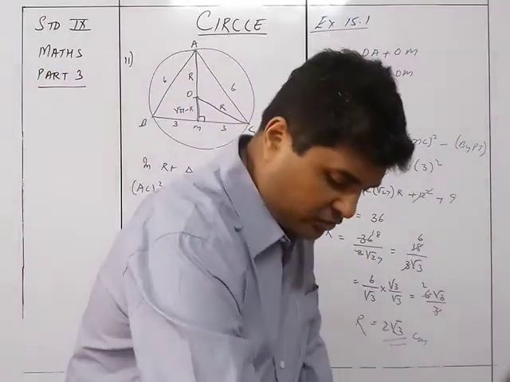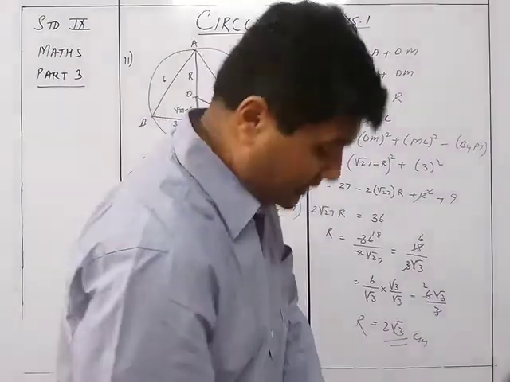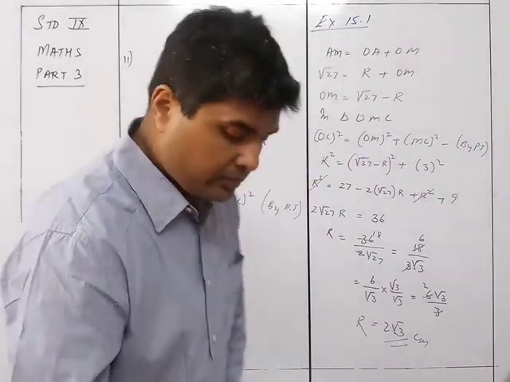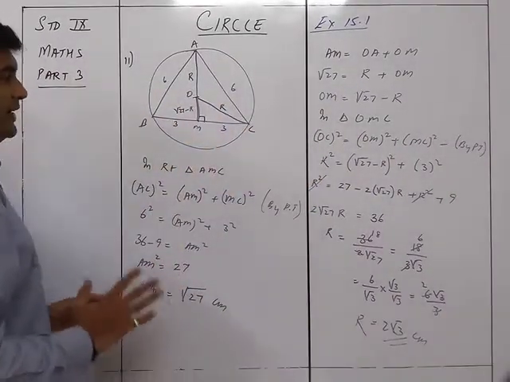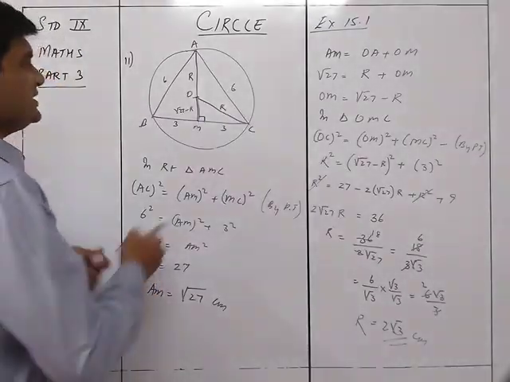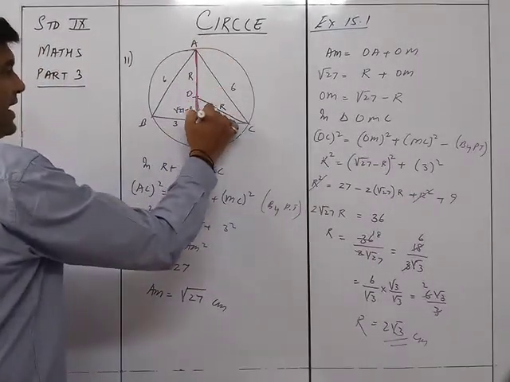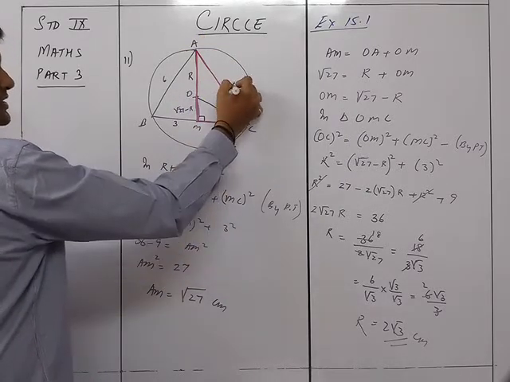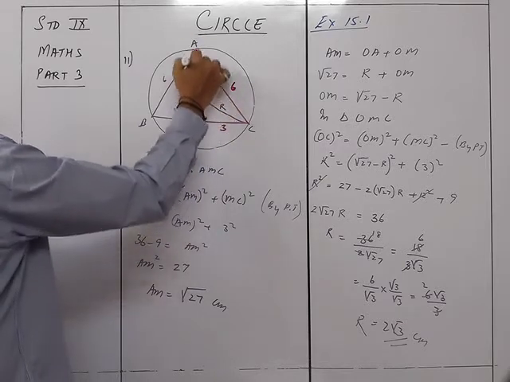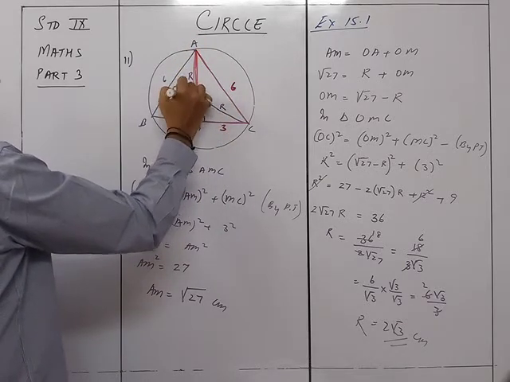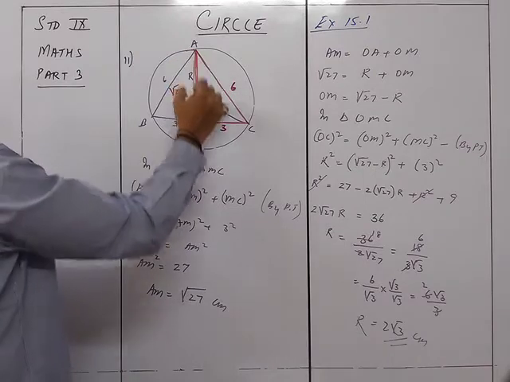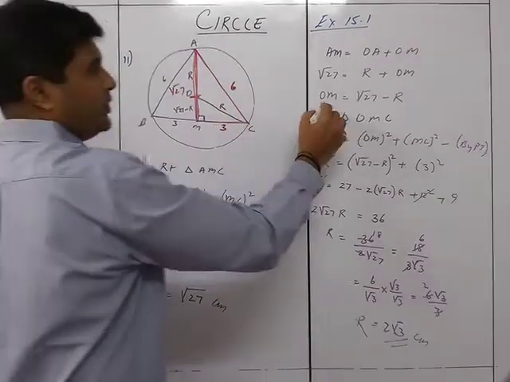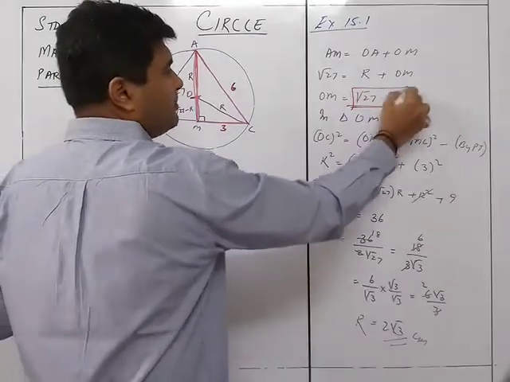Is it clear? So this was sum number 11, and the answer is 2 root 3. Did you understand this? What we did was, we first took this complete right angle triangle, out of which you know this 3, you know this 6. So you found out AM, which you got as root 27. So AM is nothing but R plus this part, so OM will be equal to root 27 minus R.